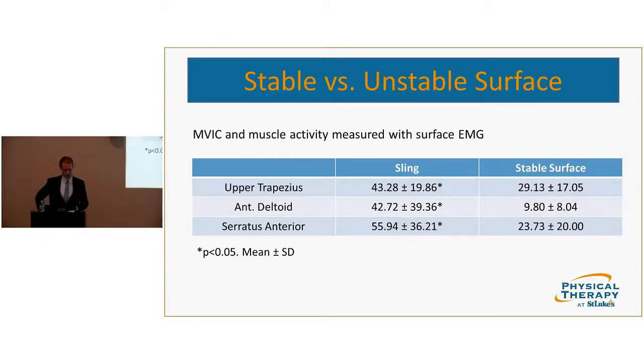What you'll see with this slide is that the MVIC in the activity for the EMG with the upper trap, anterior deltoid, and serratus were all clinically significantly higher than it was with the stable surface. Specifically, I look at the serratus anterior, and that's important to me because we see that weak in a lot of patients with chronic neck pain, even acute neck pain, and shoulder pain.